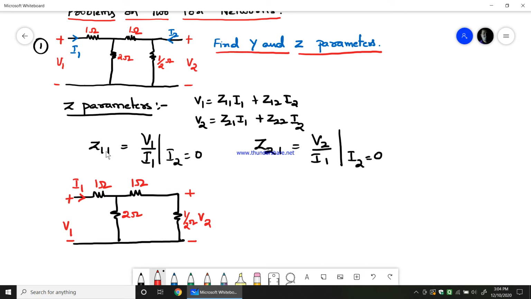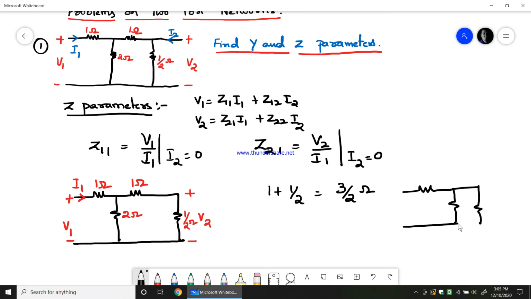Now to find Z11 we need to know the ratio V1 by I1. So how to find that? First we will convert this circuit into a simpler form. We can see this 1 ohm and this half ohm are in series, so they get added and we get 3 by 2 ohms. So the circuit would now become this: V1, I1, 1 ohm, 2 ohm, and this 3 by 2 ohm. Now we see 2 ohm and 3 by 2 ohm are in parallel.